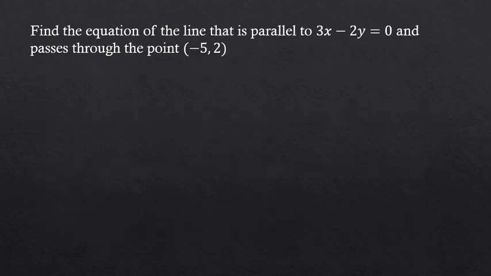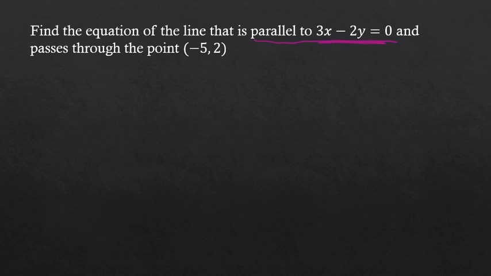So first sample problem here, let's find the equation of the line that is parallel to the line with equation 3x minus 2y equals 0, and also passes through the point (-5, 2). Just given this information here, we can figure out the equation for our desired line. So we want a line that's parallel to this one right here.